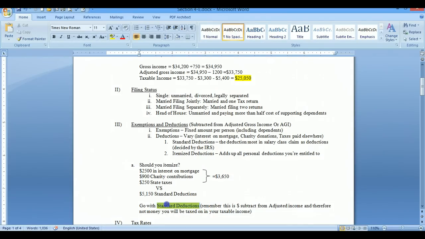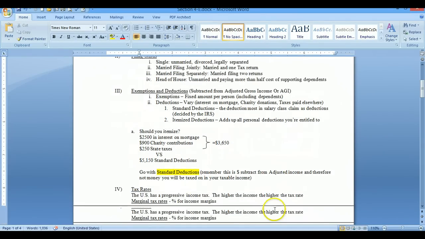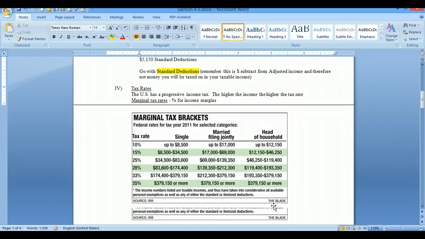So I'm going to highlight this as my answer and move on to the next one. Tax rates. The United States has a progressive income tax. This means that the higher the income, the higher the tax rate. The marginal tax rates are for the income margins down below.